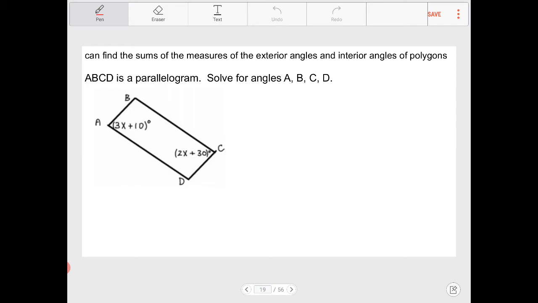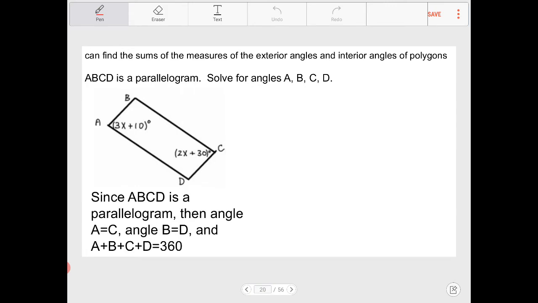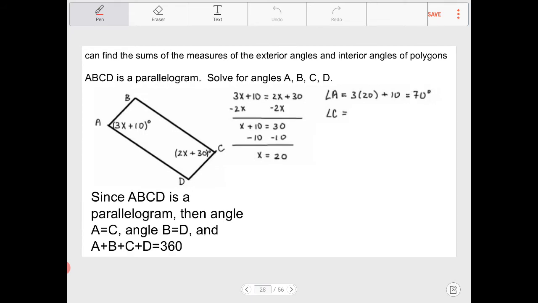So I can say 3x plus 10 is equal to 2x plus 30. Subtract 2x from both sides. I end up with x plus 10 is equal to 30. Subtract 10 from both sides. I end up with x is equal to 20. If x is equal to 20, I can then say that angle A and angle C will both equal 70 apiece.